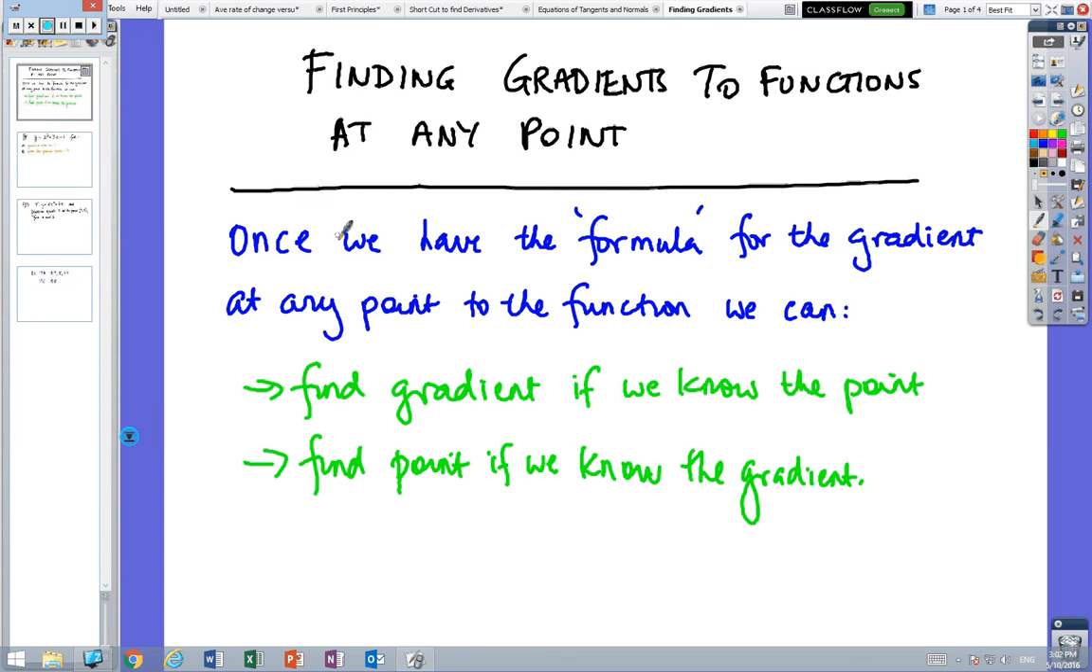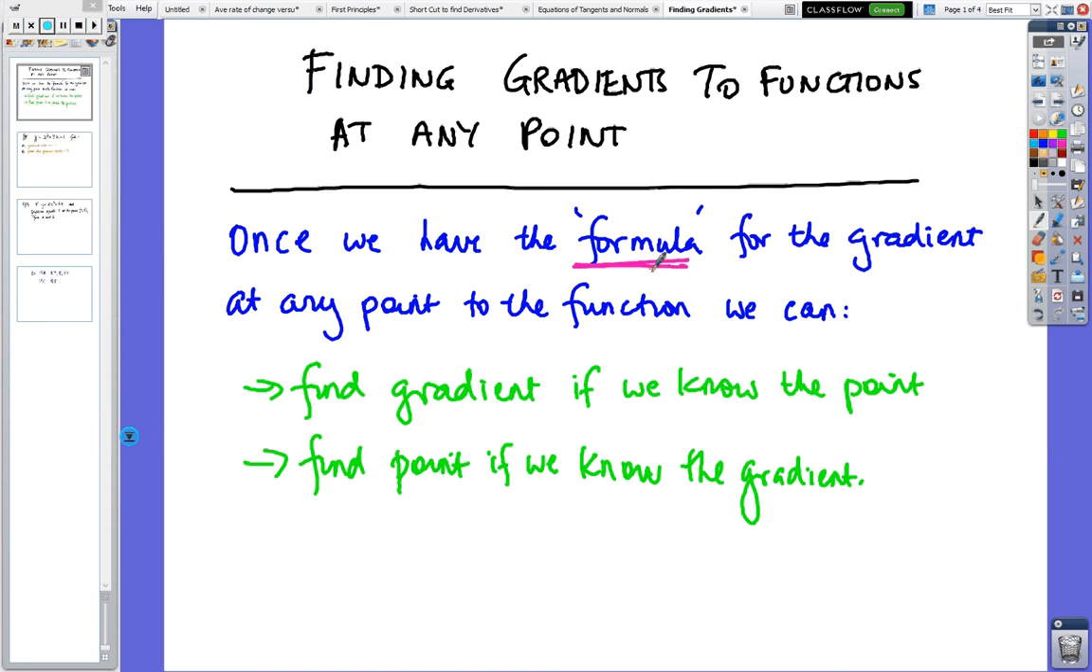Okay, so next part is finding gradients to functions at any point. So what we've been doing is creating formulas for the gradients, and once you have a formula, we can find the gradient if we know the point, but importantly we can also find the point if we know the gradients, so we can go backwards or forwards. Okay, so copy that and come across.